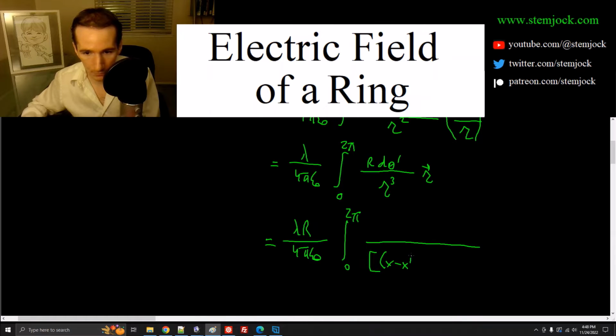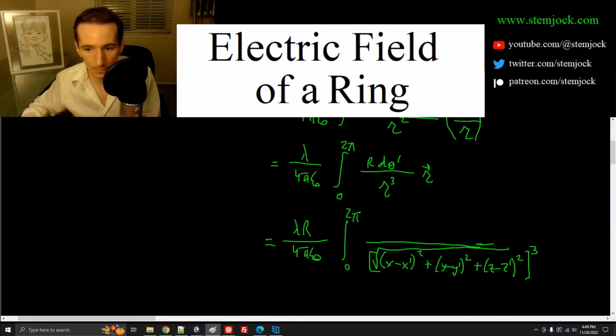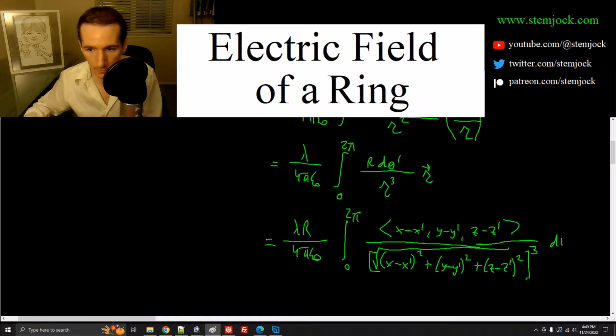So this here is going to be x minus x prime squared plus y minus y prime squared plus z minus z prime squared, and this distance is the square root of that, and this is cubed. And the position vector r is just going to be x minus x prime, y minus y prime, z minus z prime, and this is d theta prime.